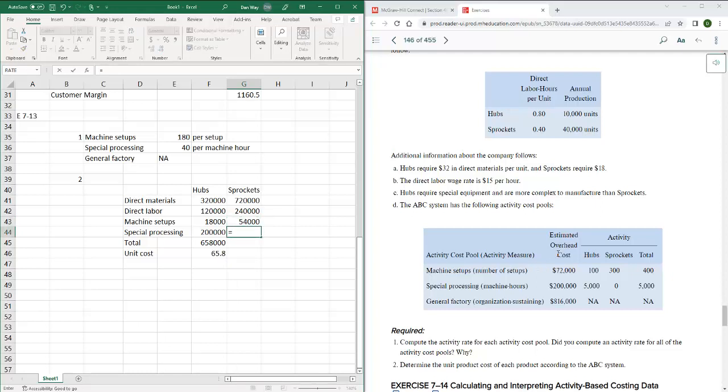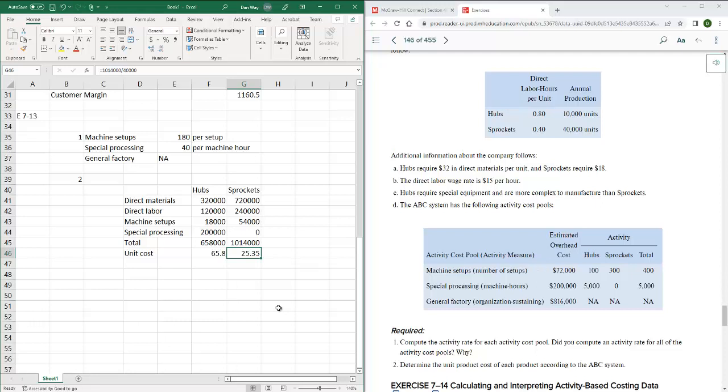Almost done. Special processing, again, just to be explicit here, $40 per hour times the 0 hours we need in special processing. So then our total becomes the direct materials plus that direct labor plus just the machine setups, over $1 million. Take that total cost, divide by the 40,000 units of sprockets we're going to make, and there's our unit product cost, $25.35.